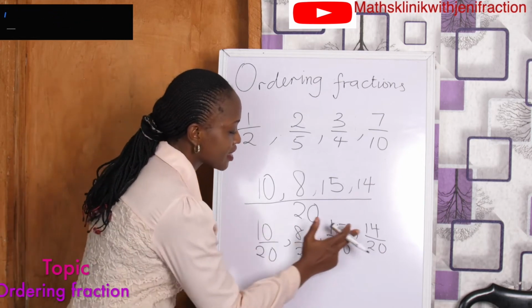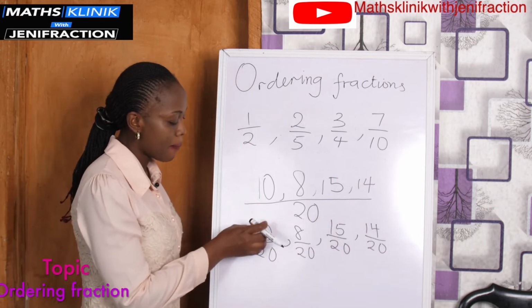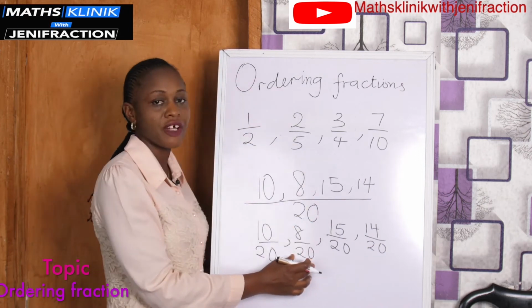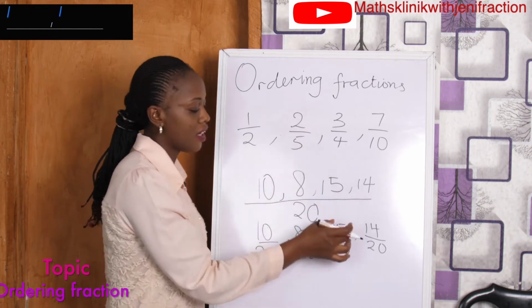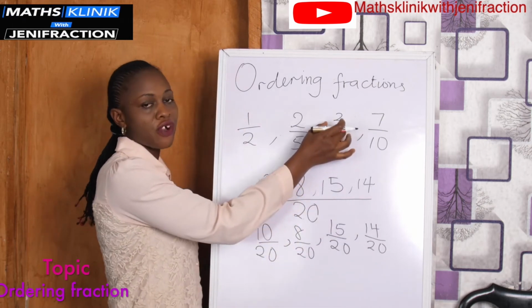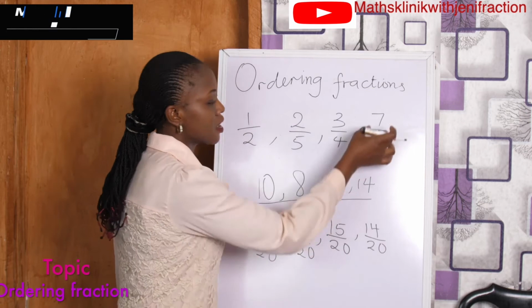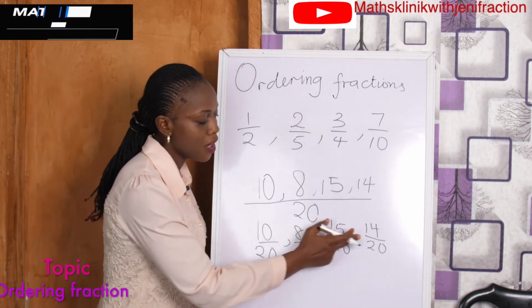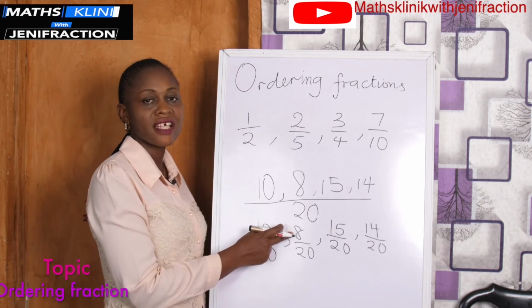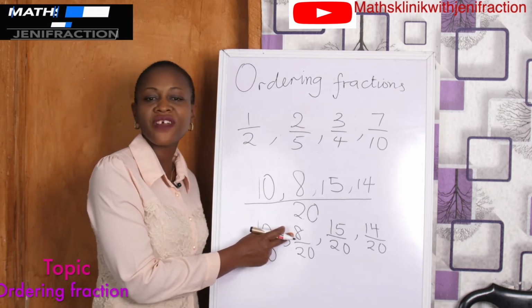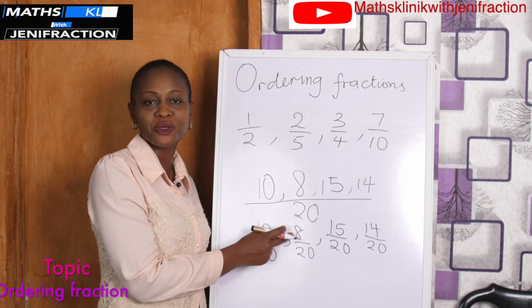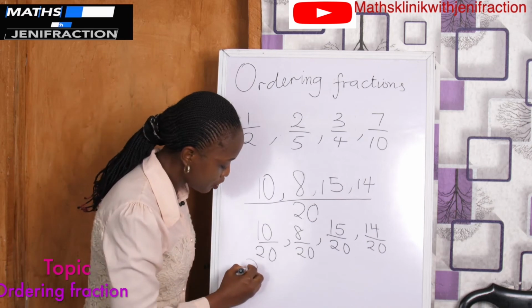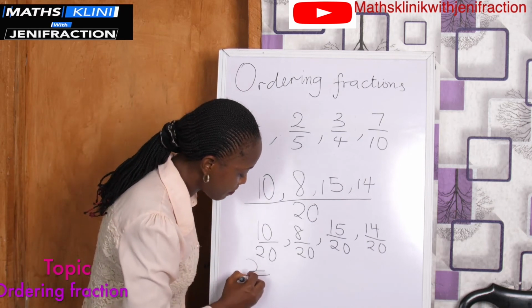Therefore, what is the smallest number here? Remember, the first one is for the first fraction. The second, that is 8 over 20, is for 2 over 5. 15 over 20 is for 3 over 4. 14 over 20 is for 7 over 10. So we want to arrange. What is the smallest here? The smallest is 8 over 20. So what fraction is represented by 8 over 20? That's 2 over 5. So we have 2 over 5.